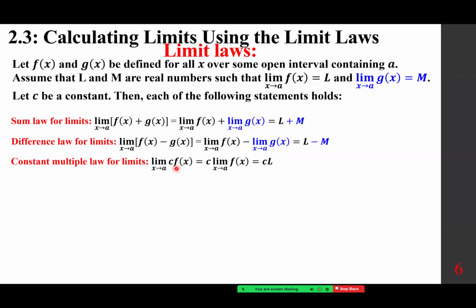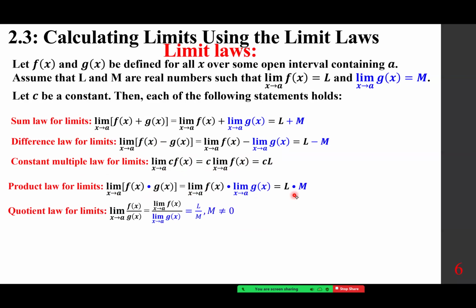Constant multiple: if we are multiplying a function by c and we take a limit, we can take the constant out. This is L, so c times L. Product law for limits: the limit of a product is the product of the limits, L times M. Those are very straightforward. There's really not much to memorize. It makes perfect sense. Quotient law: the limit of a quotient is the quotient of the limits, and as always, the denominator can't be zero.